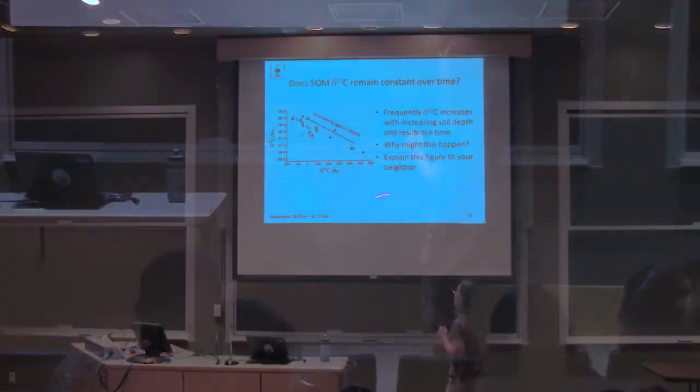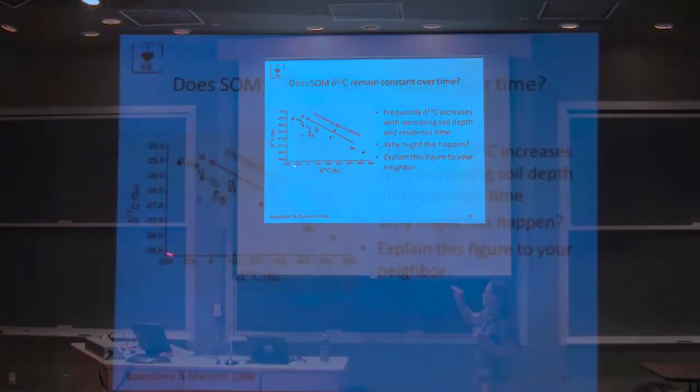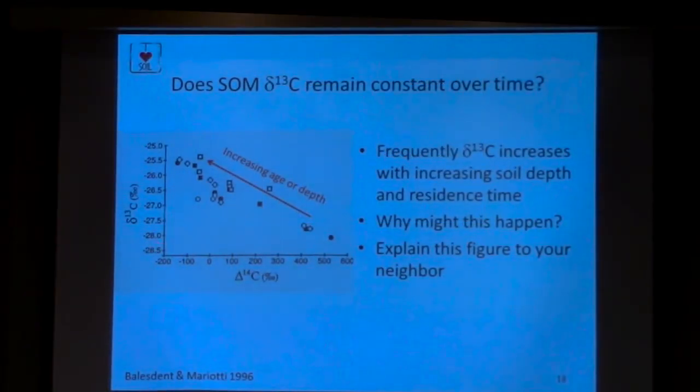Okay, and so we enriched the atmosphere in C14 during the nuclear weapons testing. The negative values mean that, what do the negative values mean? It's older than 1950. Okay, there's less C14 in those samples than in 1950.